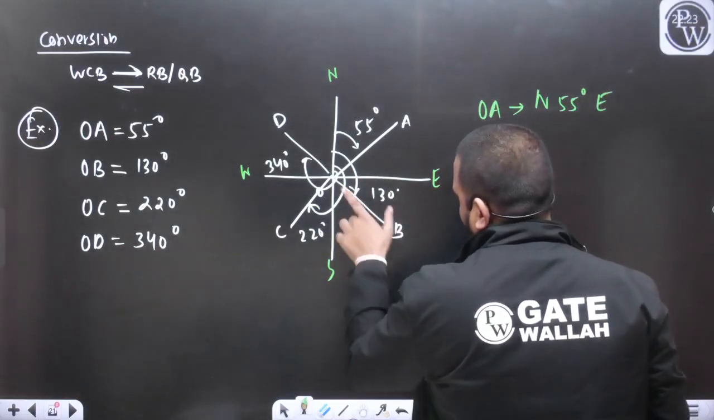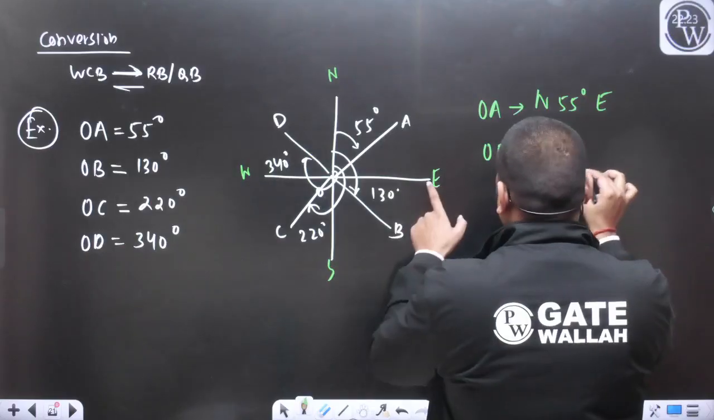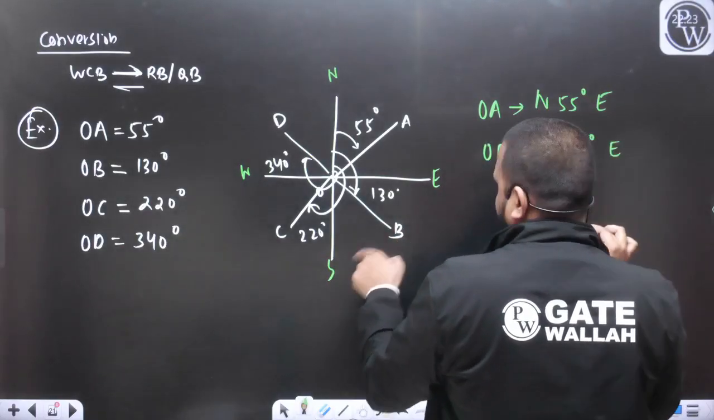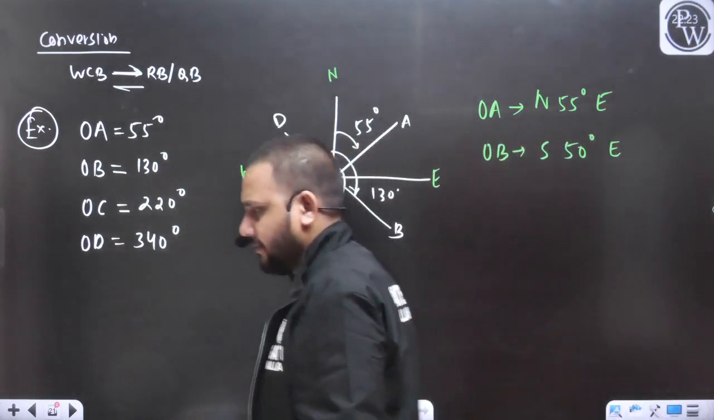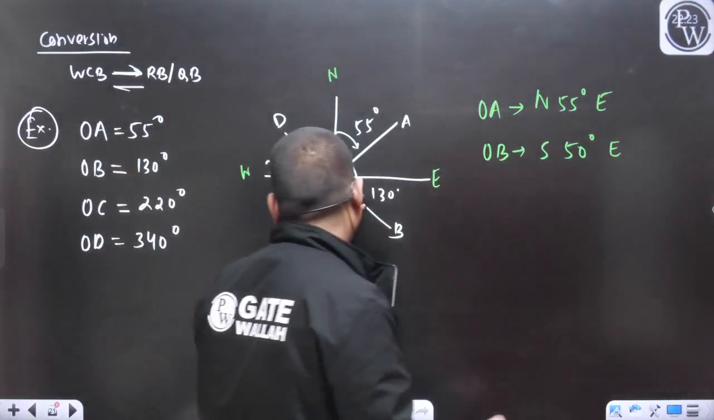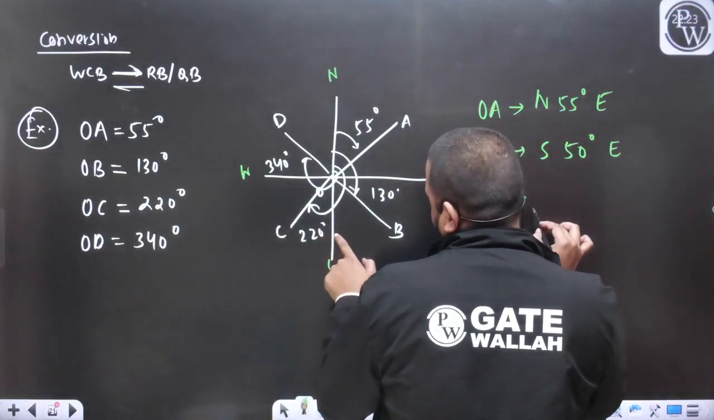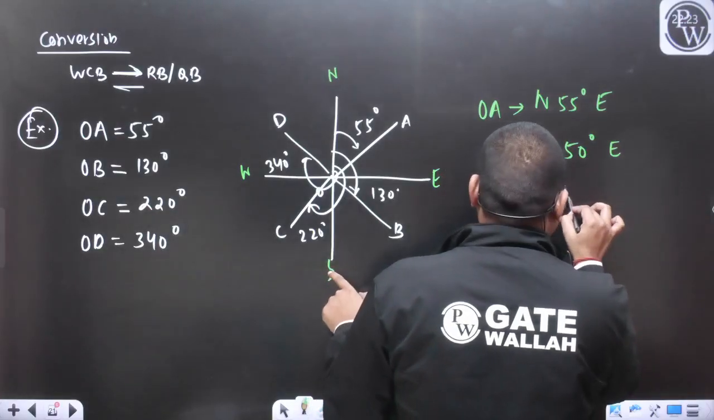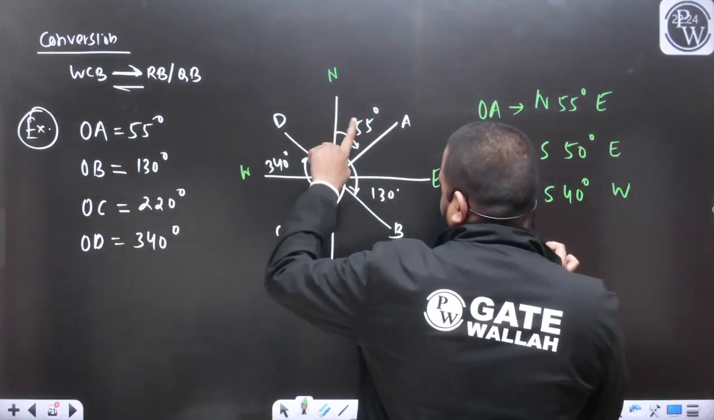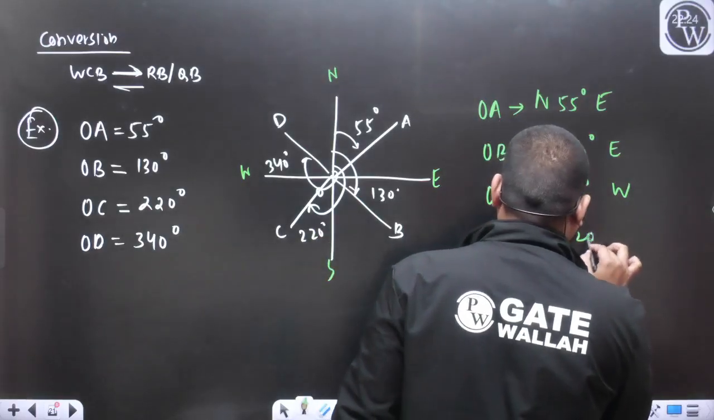For the line OB, we need to measure the angle from the south towards the east, and this remaining angle is going to be 50 degrees, 180 minus 130. Similarly, for the line OC, this angle will be equal to 180 minus 220, so 40 degrees, south 40 degrees west. For line OD, we require the remaining angle, 360 minus 340, so north 20 degrees west.